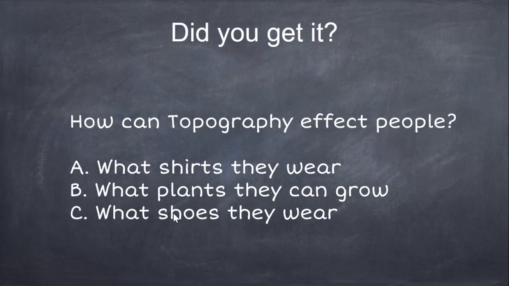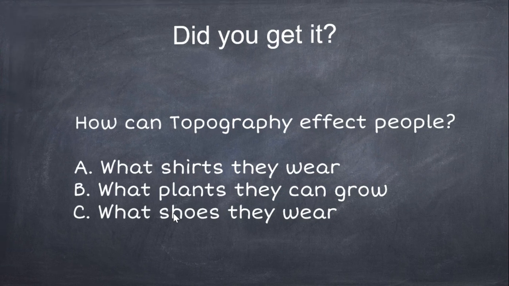How can topography affect people? It's what plants they can grow, because topography is how the land is laid out. So flat land, hills and valleys, soil, all that stuff is part of topography. So it's what plants they can grow on their land.